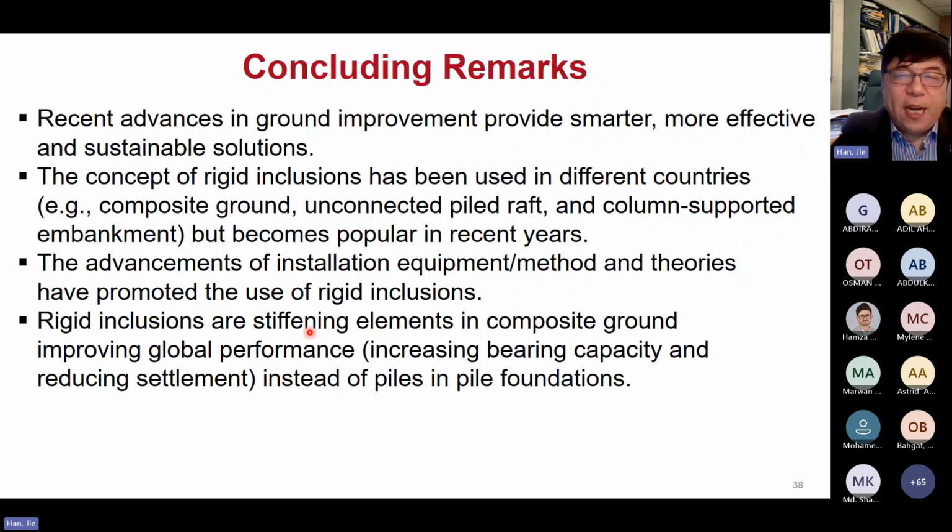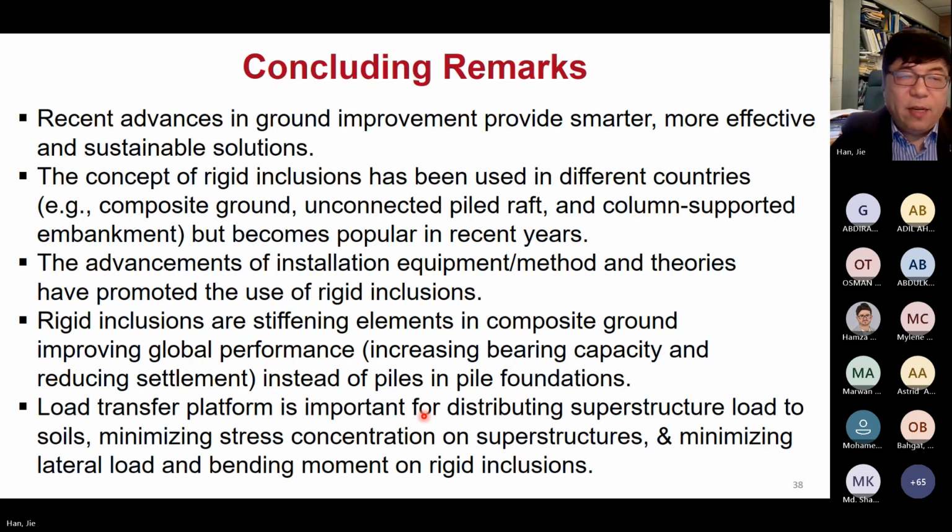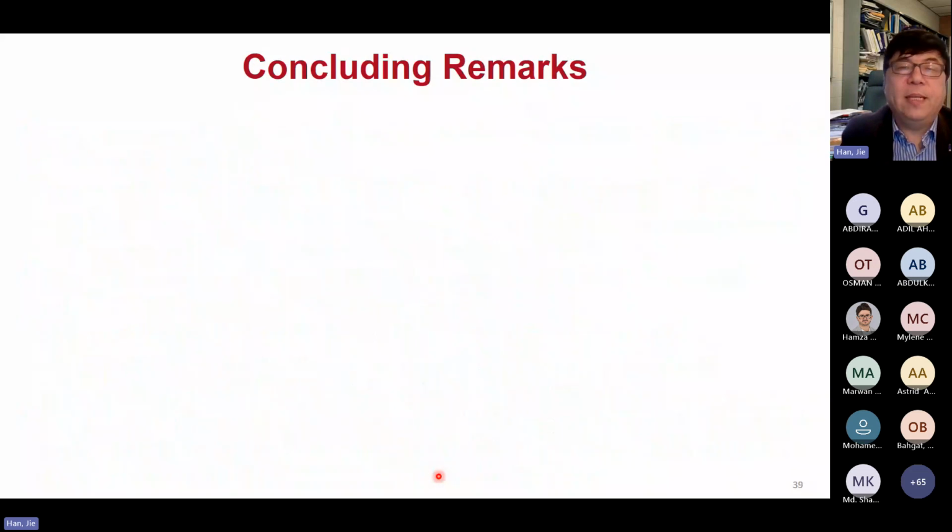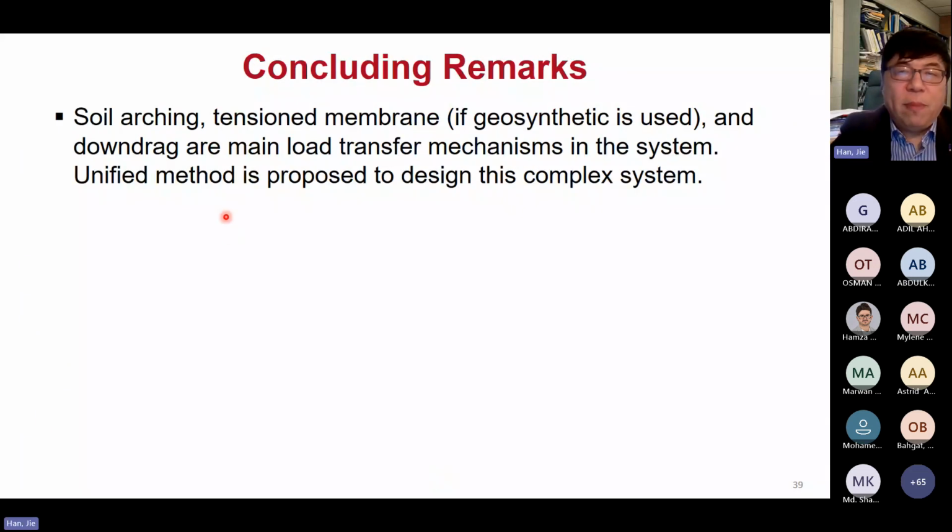The rigid inclusion has different elements in the composite ground, improves the global performance, increases bearing capacity, and reduces settlement, instead of piles in pile foundations. The load transfer platform is important for distributing the superstructure load to the soil, minimizing stress concentration on the superstructure, and minimizing the lateral load and bending moment on the rigid inclusion, as I discussed. Soil arching and tension membrane are next used in the main load transfer mechanism in the system. A unified method is proposed to design this complex system.